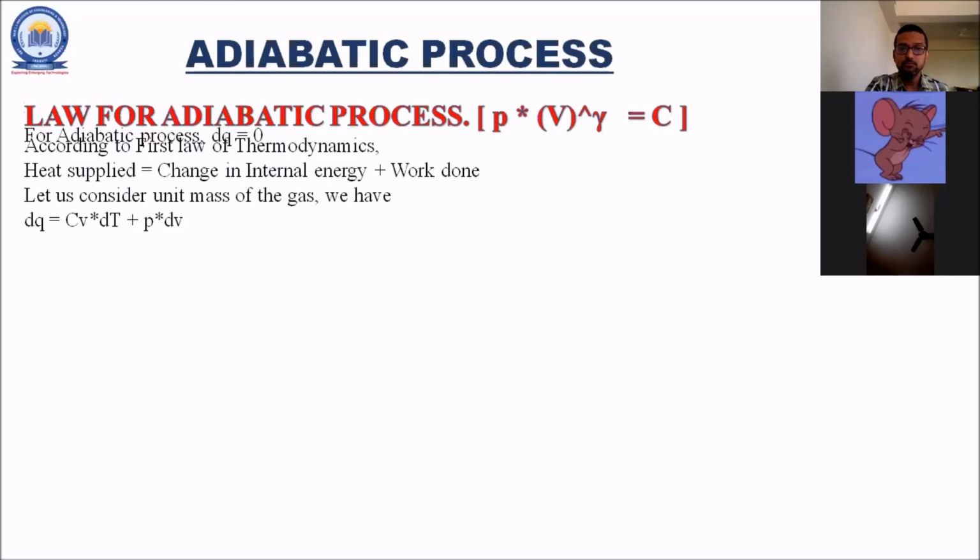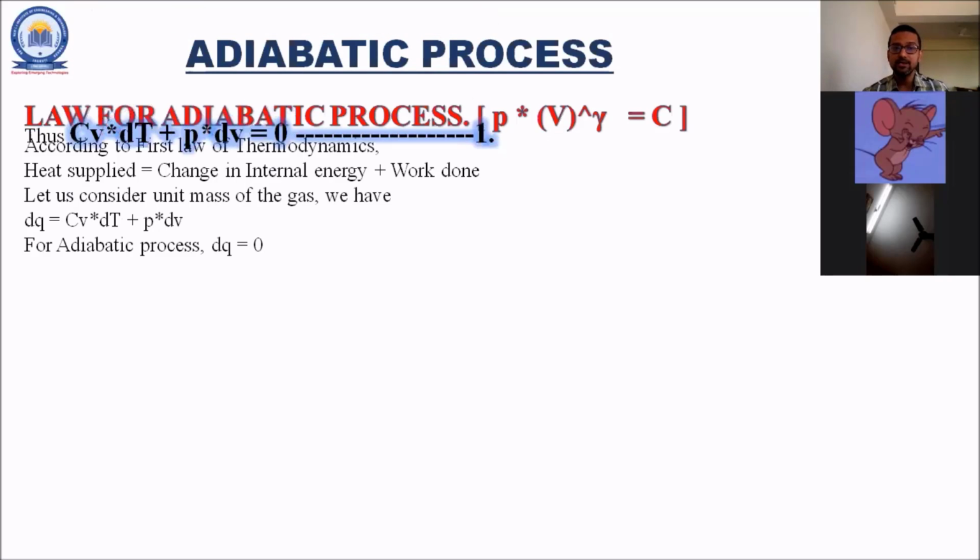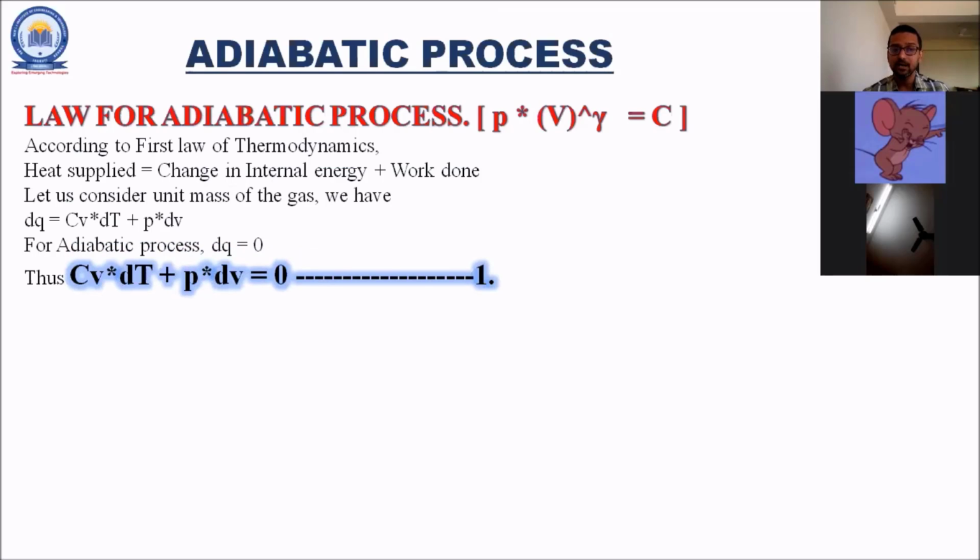Now dear students, proceeding further, as we have already understood that for the adiabatic process there is no heat interaction, that means I can write dQ is equal to 0. Substituting this value in the above equation, I will be getting the answer, that is Cv dT plus P dV, that is equal to 0.